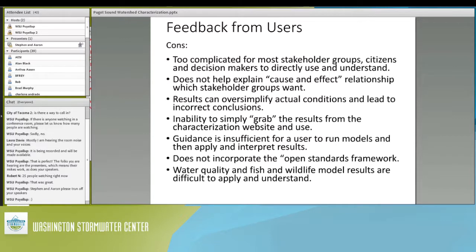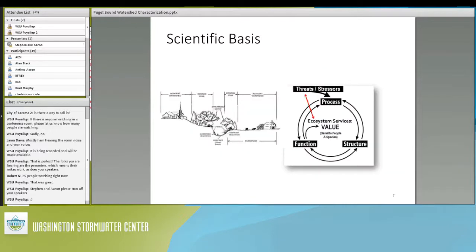However, most people want a cause and effect type of approach. So they want to know exactly what a 10-acre clearing might have in terms of effect downstream. We're not there yet, but with some of the new models we'll talk about later, we may get closer to that. So the scientific basis for this is research that's been done over the last 20 years.